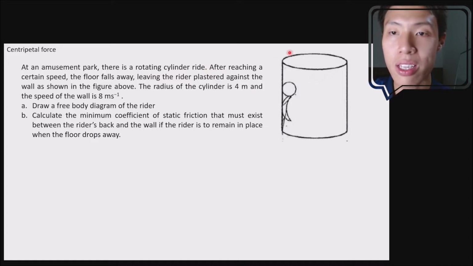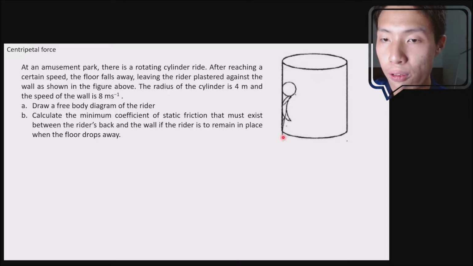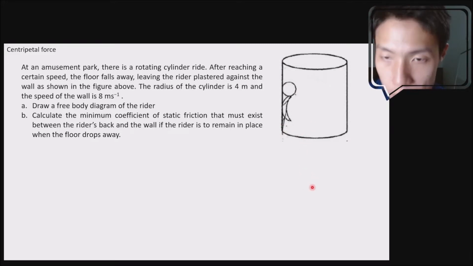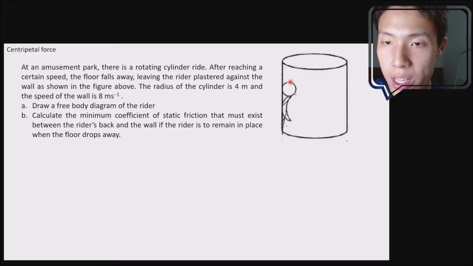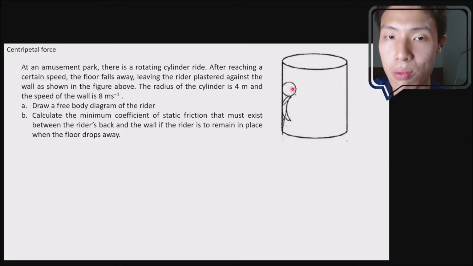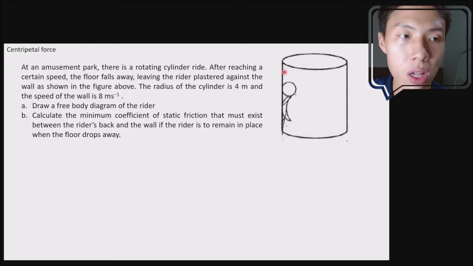Okay, but you know that the rotating cylinder will be rotating at a certain speed. Then once it reaches that certain speed, the floor where the person plastered against the wall is standing on will fall away. So the platform where the person is standing will drop, but you will see that the person will remain on the wall without falling along with the platform.